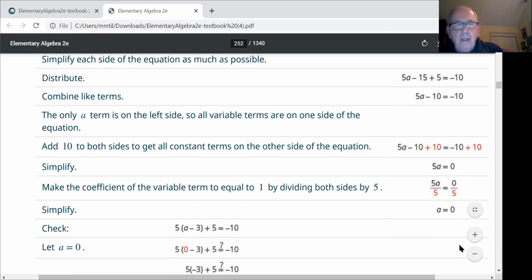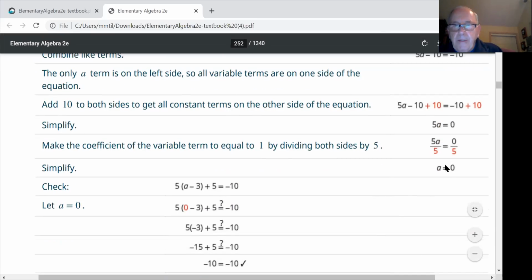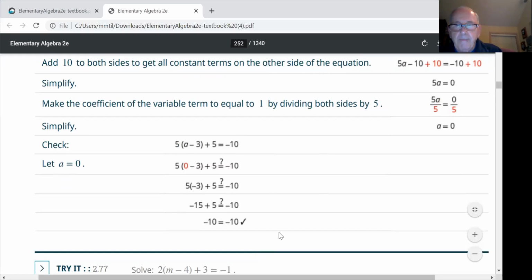Okay. You go ahead and check it. Take that 0, put it in for a, and see if it's true. It'd be 5 times negative 3, which is negative 15. Negative 15 plus 5 is negative 10. Negative 10 is equal to negative 10 on the right-hand side. Okay.